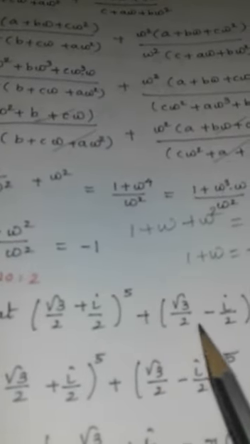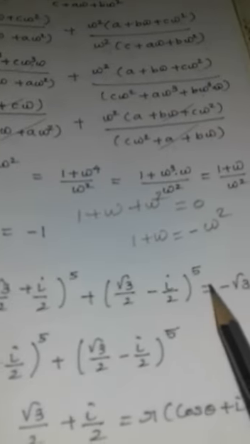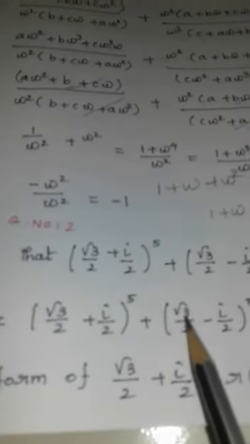Next question. Example 2.7, question number 2. Show that (root 3 by 2 plus i by 2) whole power 5 plus (root 3 by 2 minus i by 2) whole power 5 is equal to minus root 3. LHS side: (root 3 by 2 plus i by 2) whole power 5 plus (root 3 by 2 minus i by 2) whole power 5. Now we find this part alone in polar form.